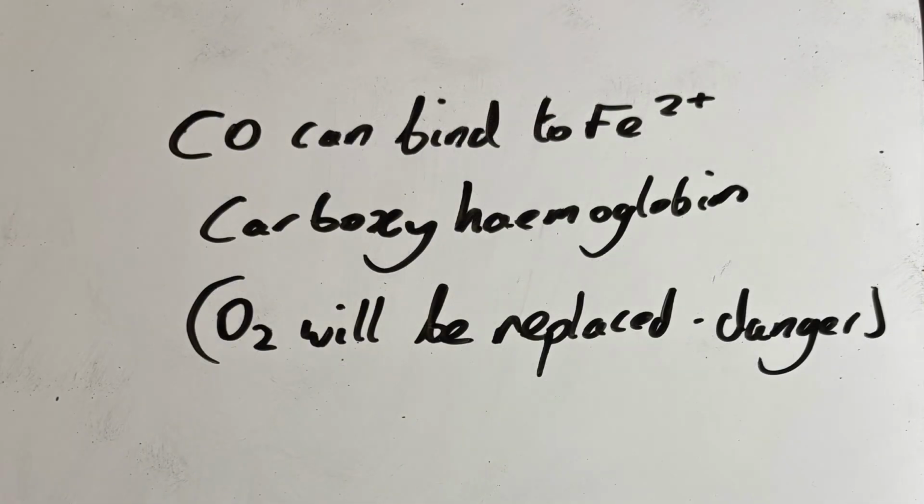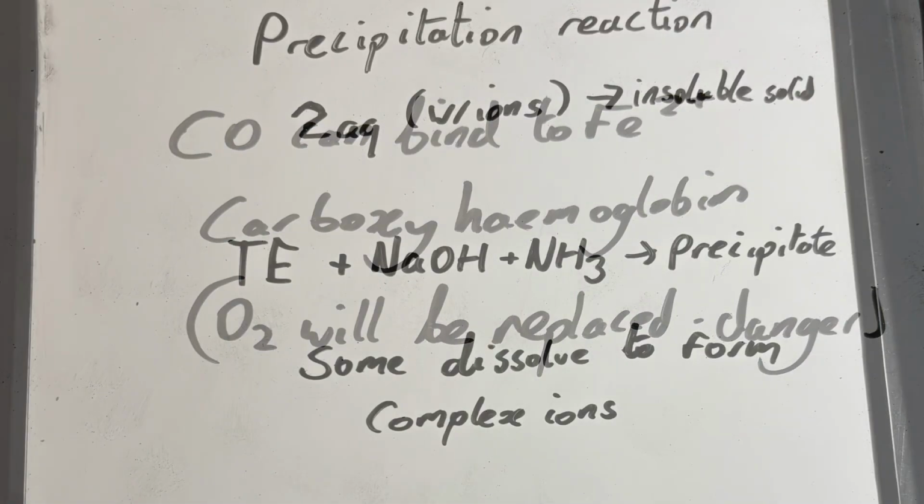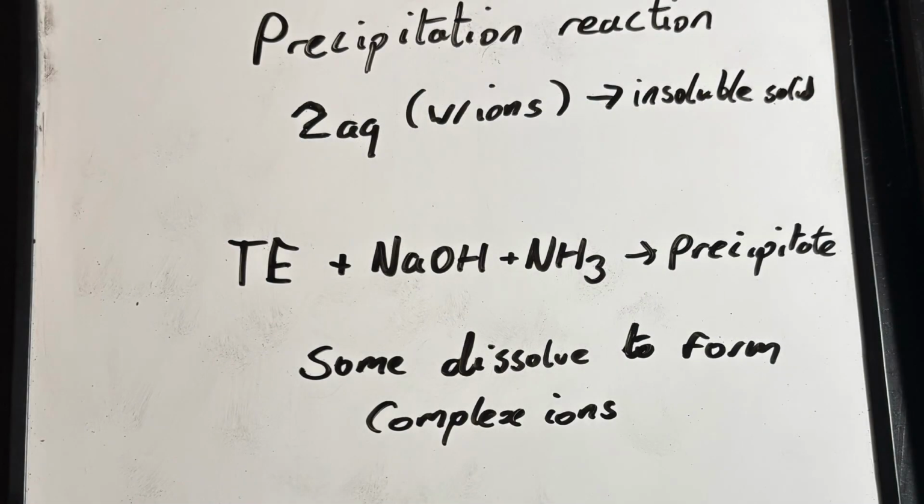Problem arises when it comes to carbon monoxide, because carbon monoxide can also bind to iron, and it creates something called carboxyhemoglobin, as opposed to oxyhemoglobin, which is just oxygen. And so this can cause danger because it limits your breathing and obviously all the other dangers that come with carbon monoxide poisoning. Now, a precipitation reaction is when two aqueous solutions containing ions react to form an insoluble solid.